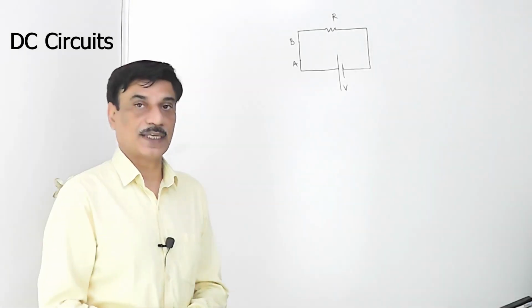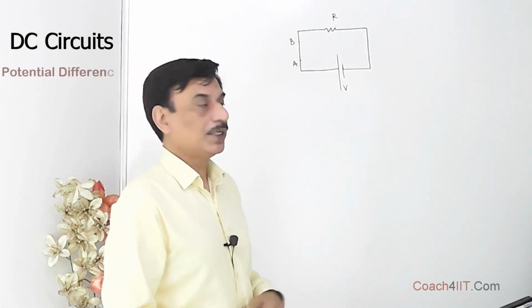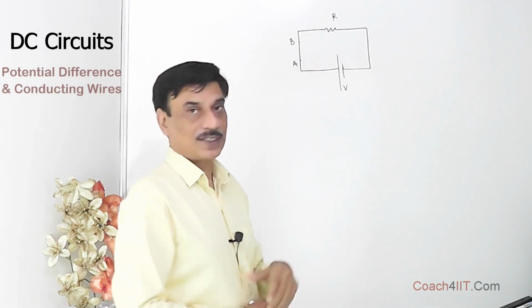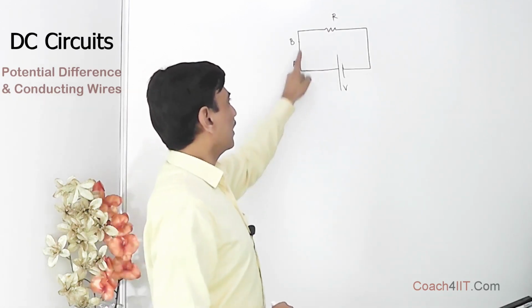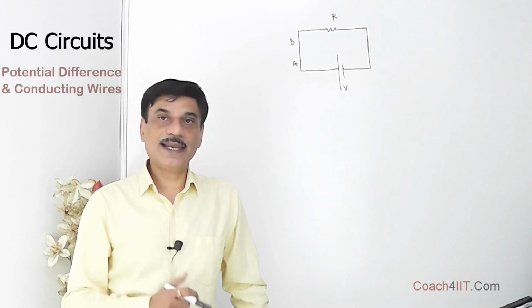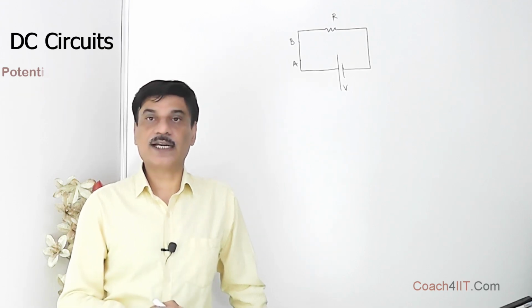Let's see a simple DC circuit. This is a battery of voltage V. This is a resistor of resistance R. These are the conducting wires. A and B are the 2 points on the conducting wire.